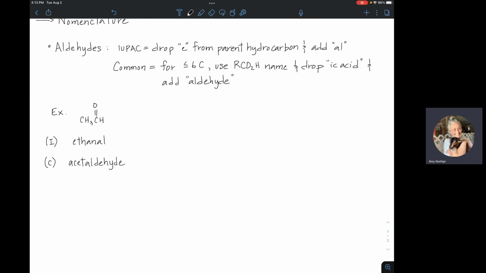This is the stuff of hangovers. So when ethanol is oxidized, the first step is the aldehyde. This is the stuff that sucks, acetaldehyde.